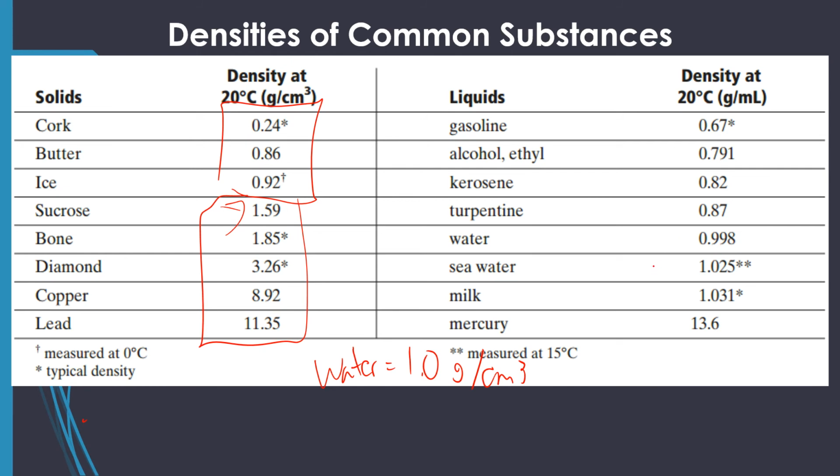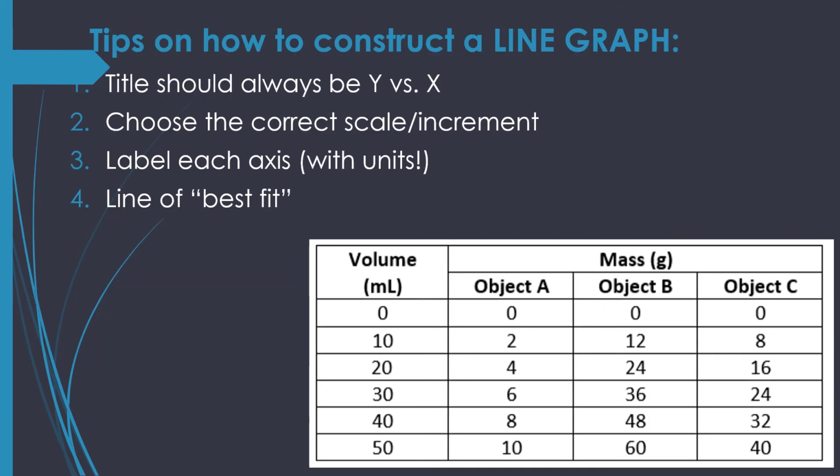And here you have some, oh, there it is, water. Water is 1, essentially. Gasoline floats on water because it has a lower density. Alcohol would mix with water. Kerosene would float on water. Turpentine would float on water. Okay, seawater, milk basically is the same as water. Mercury would sink to the bottom of water. All right.